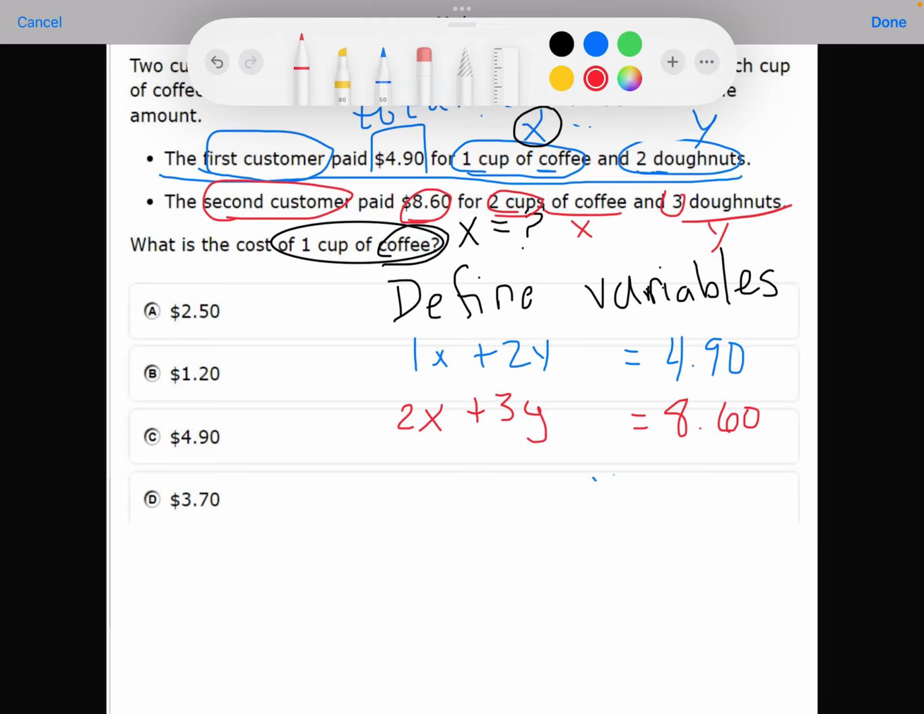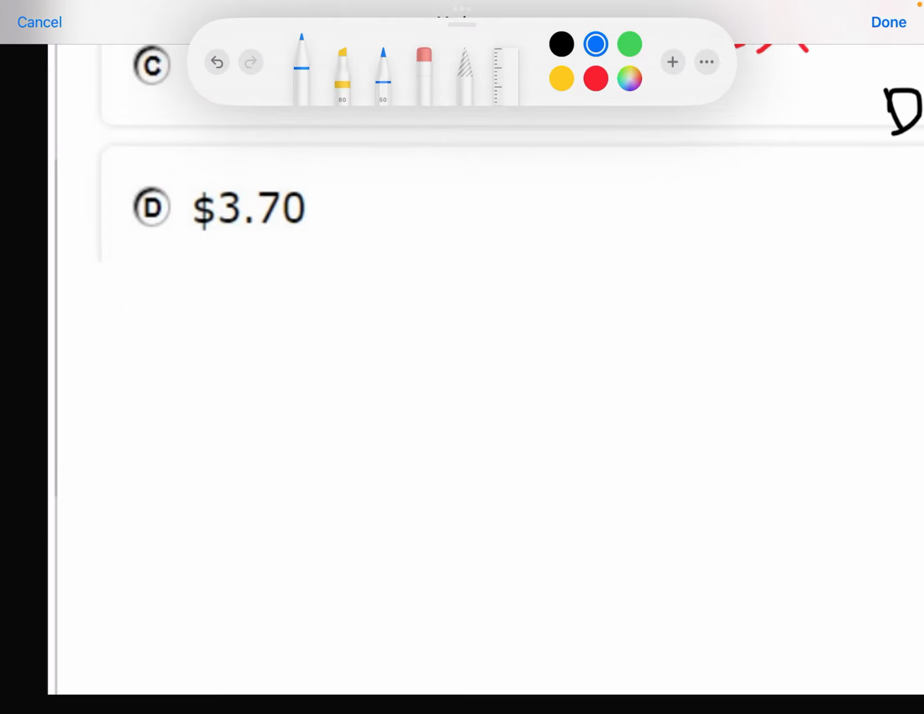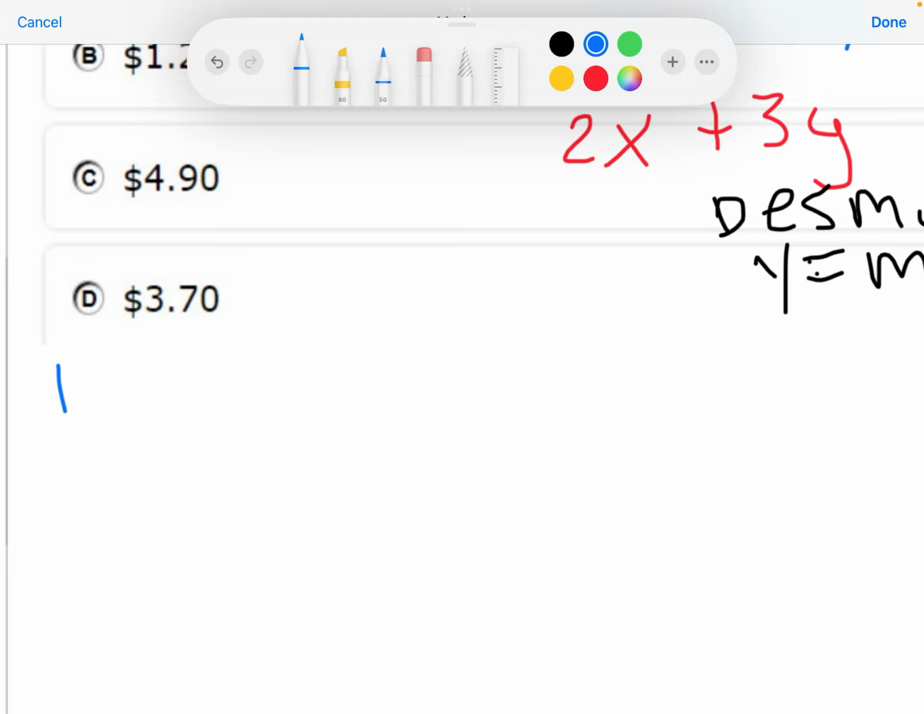But remember, to solve these, we need to go to Desmos. And to go to Desmos, these need to be in slope-intercept form, or y equals mx plus b. So now I got to convert these. Let's work on the first equation: 1x plus 2y equals 490. So the first customer's equation was 1x plus 2y equals 490.